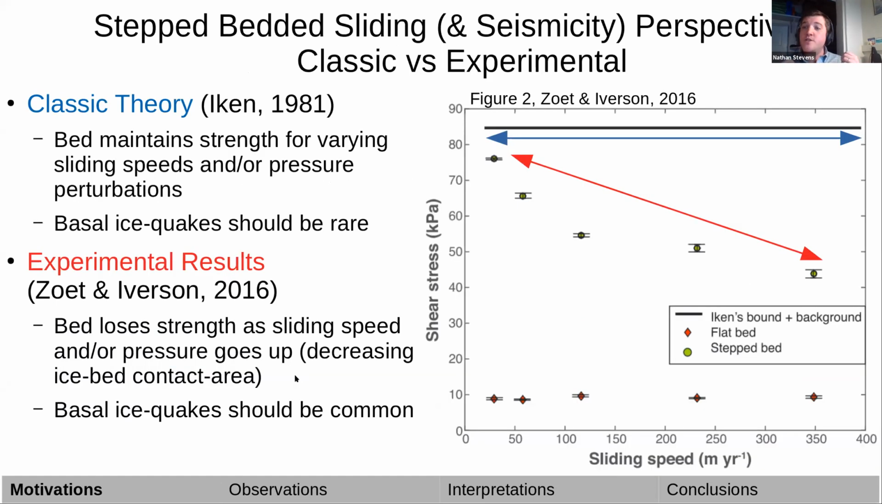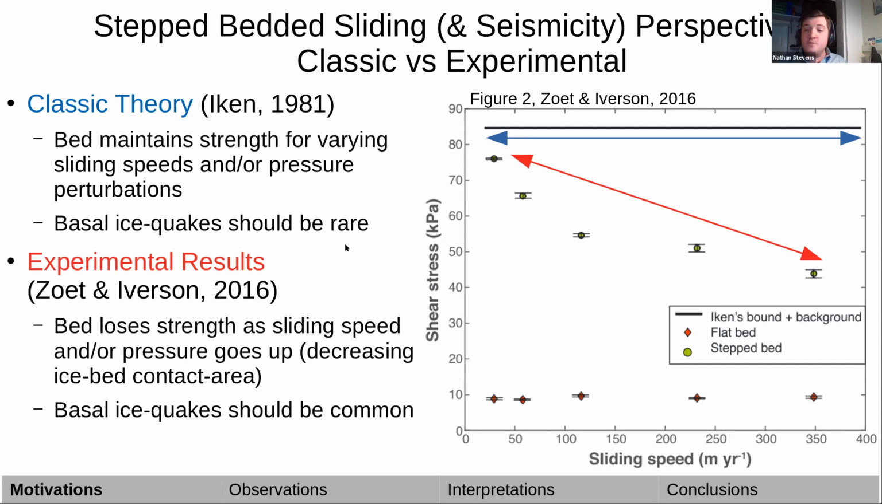This becomes important as we start to look at classic numerical theory, so the work of Iken, and more recent experimental results of Zoet and Iverson that show there's a little bit of a disagreement on what these beds should be doing. So as we look at this plot over here from Zoet and Iverson, we've got shear stress for the strength of the bed on the vertical, and we've got sliding speed on the horizontal. And within Iken's framework, it says there should be some maximum strength that the bed has, regardless of the sliding velocity, and as related, the pressure in these water-filled cavities. And so we should wind up with stable sliding, mostly regardless of the speed. So there shouldn't be many ice quakes in this case.